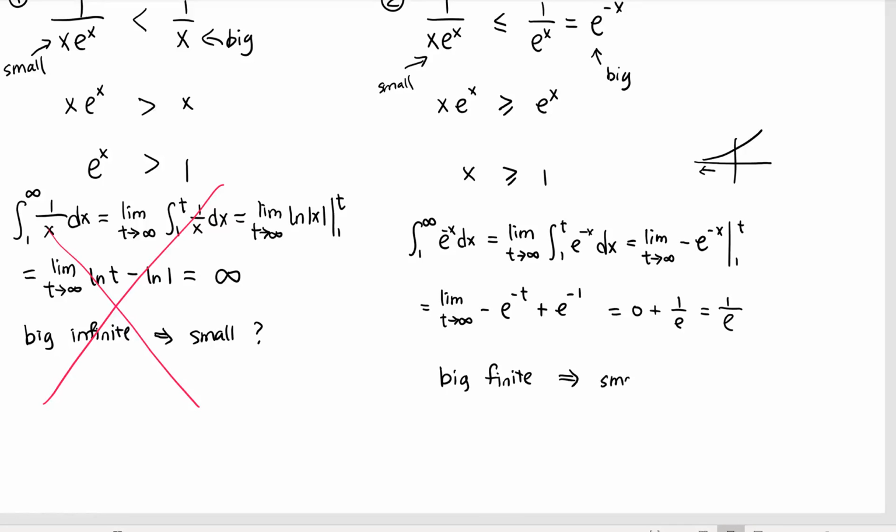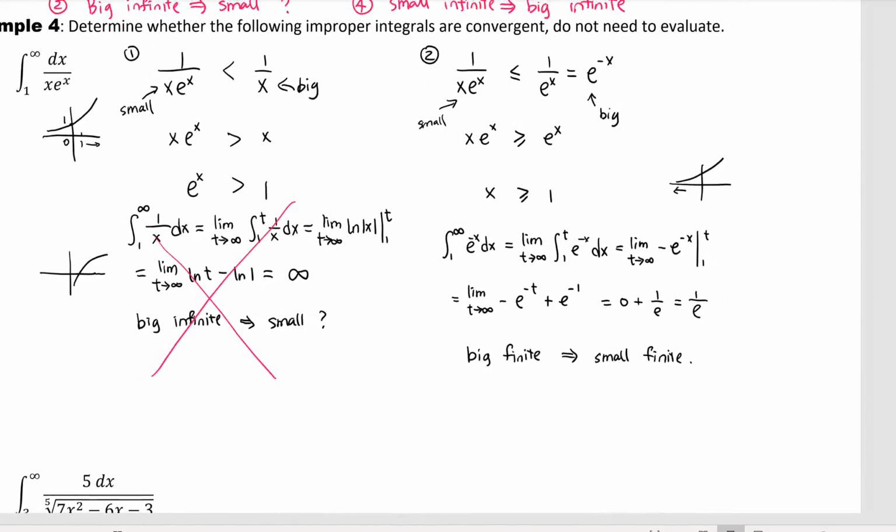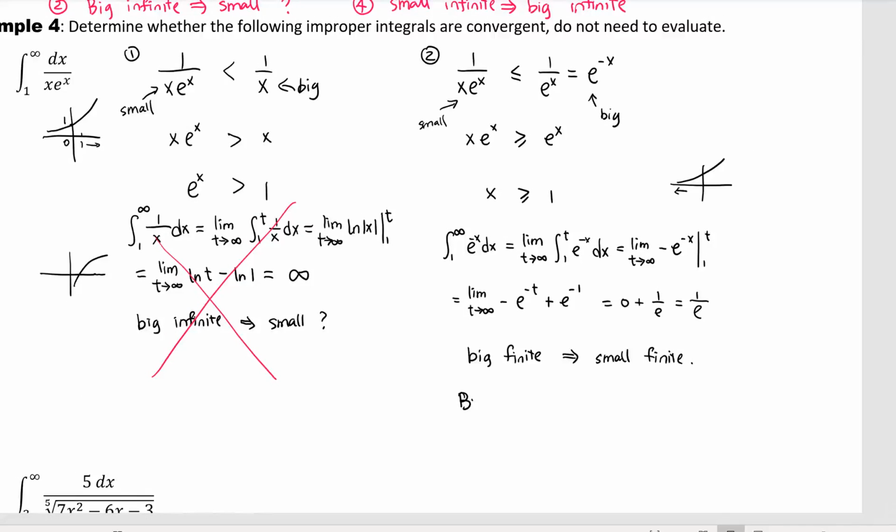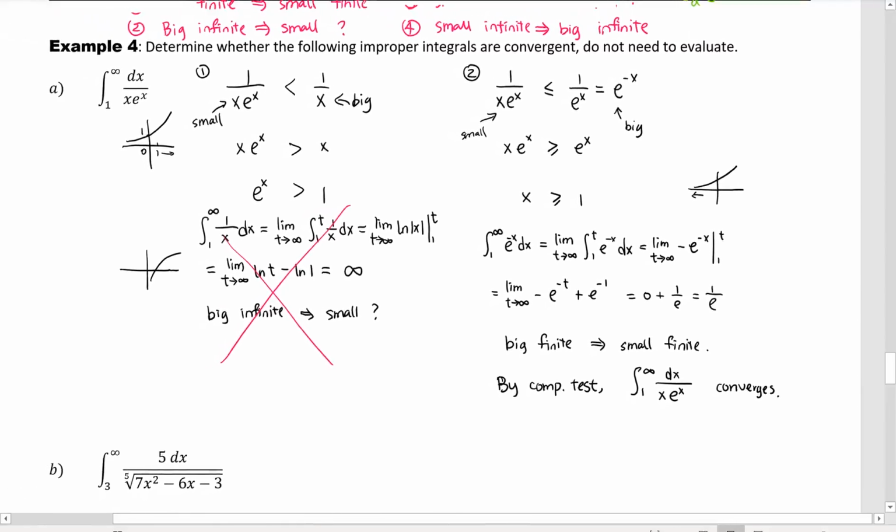What can we tell about the small guy? Also finite. So this function works. So by the comparison test, our integral from 1 to infinity of dx over x e to the x converges. So when we use the comparison test, we have to say by comparison test because it has a name, right? Okay, so that is example 4.